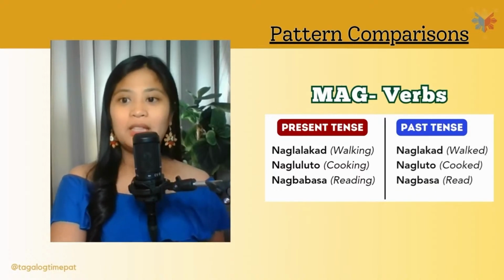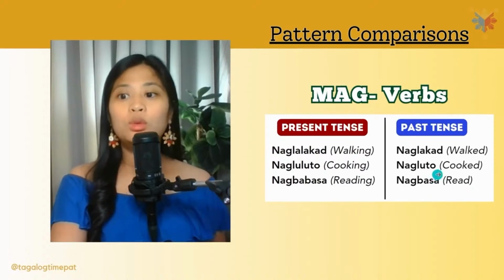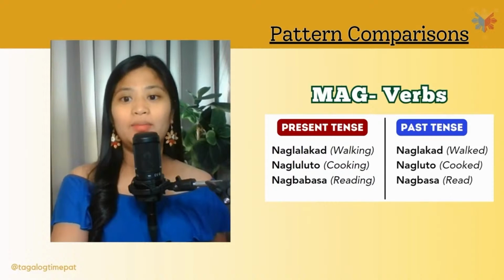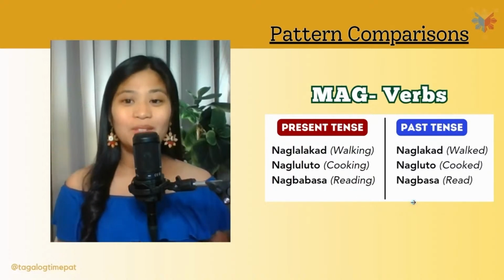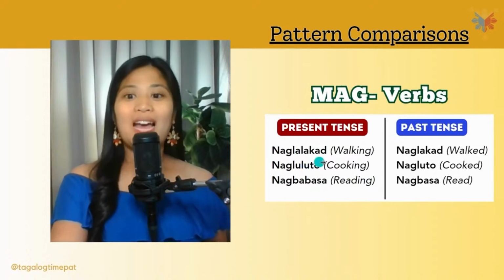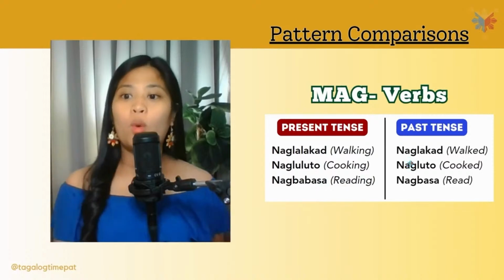Now let's compare these to the past tense conjugation. This is what we learned today. So naglakad is walked. Nagluto is cooked. Nagbasa is read. So there is a slight difference here from the present tense to the past tense. There's no repeated sound, right? So naglalakad ako means I'm walking. Naglakad ako means I walked.